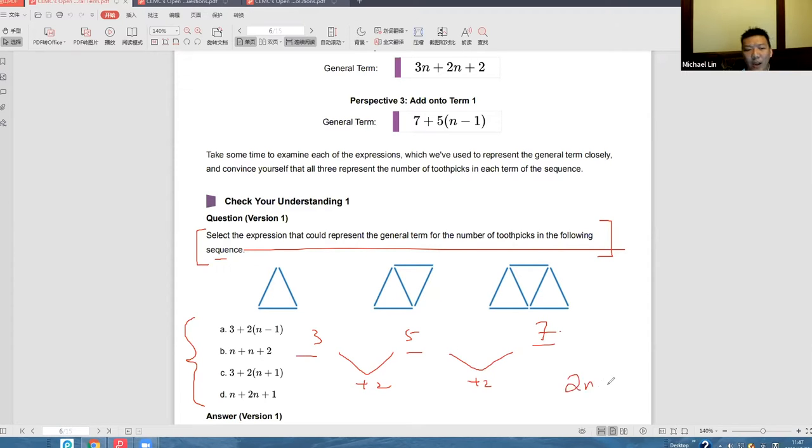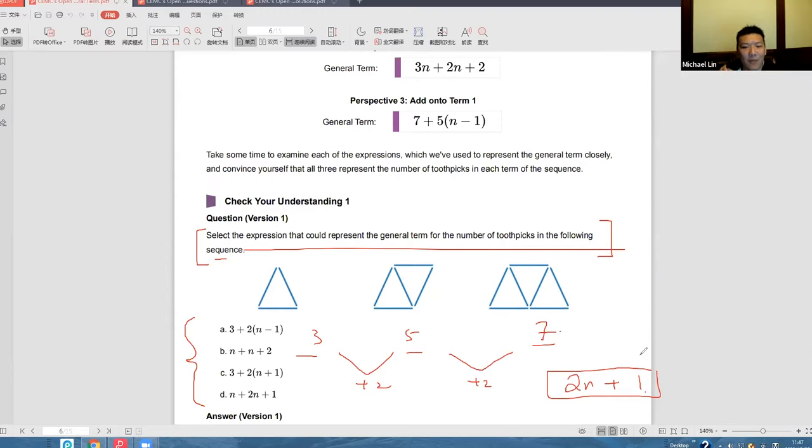Right. So it's 2n plus... 3, right? Not plus 3, remember we want the term 0. So it is plus 1, right? And now you can double check this because when n equals 1, we have 3 toothpicks. When n is equal to 2, we get 5 toothpicks. When n is equal to 3, we get 7 toothpicks. Does that make sense, Sherry?